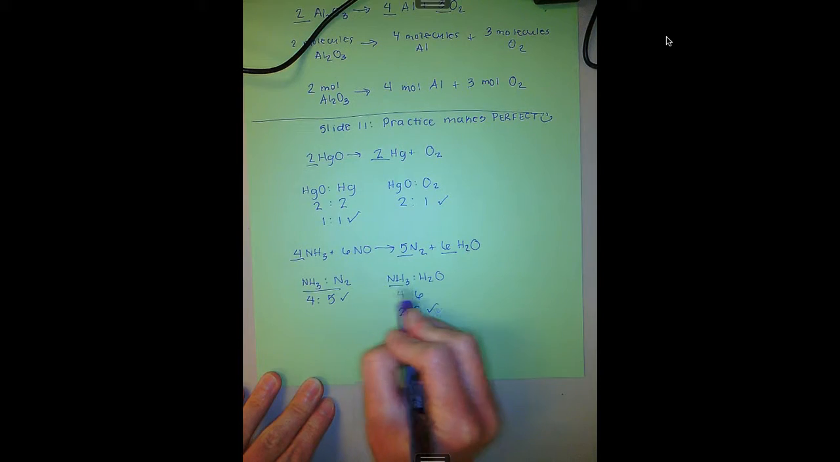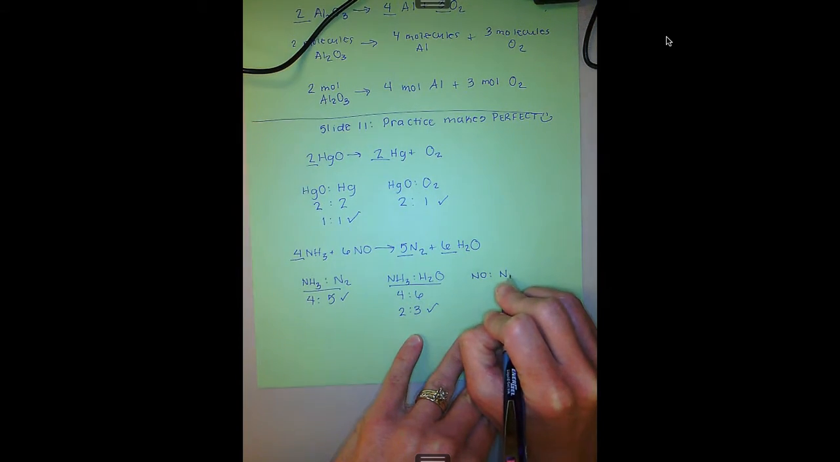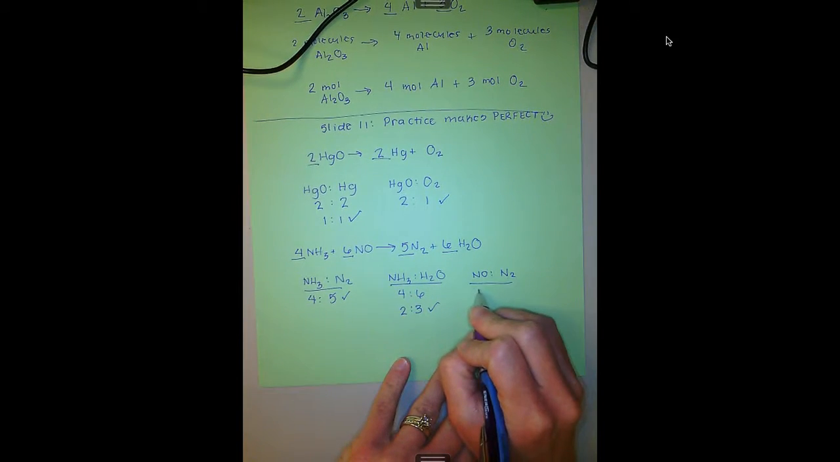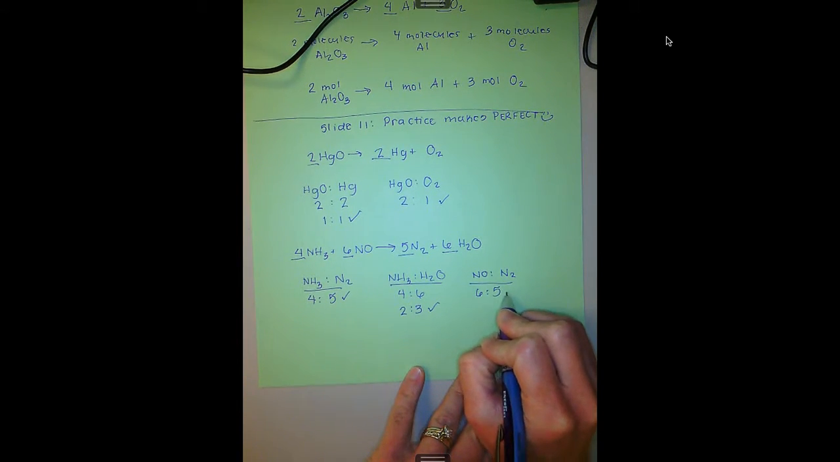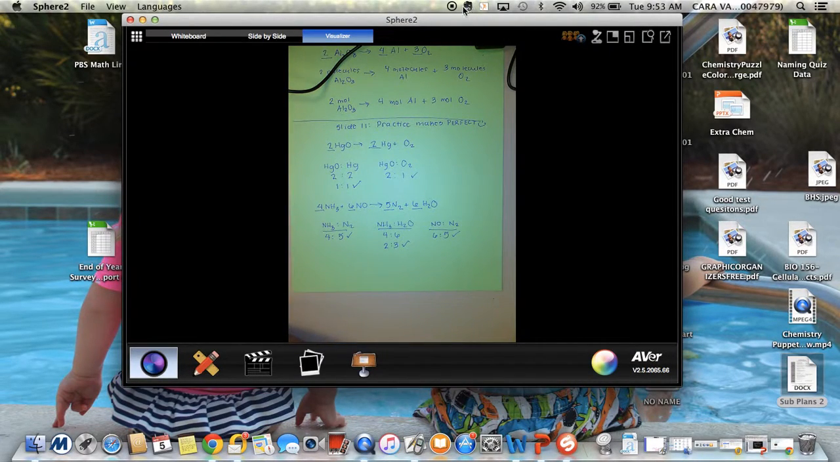Another mole ratio, we could take a look here at nitrogen monoxide and compare it to just nitrogen. If we do that, look at the coefficient in front of the nitrogen monoxide is a 6. The coefficient in front of the nitrogen is a 5. And so hopefully at this point you kind of see that coming up with the mole ratio is not difficult. The next step in this is going to be looking at how does this apply to stoichiometry and when am I actually going to use this stuff. And that's what I'm going to talk about next.